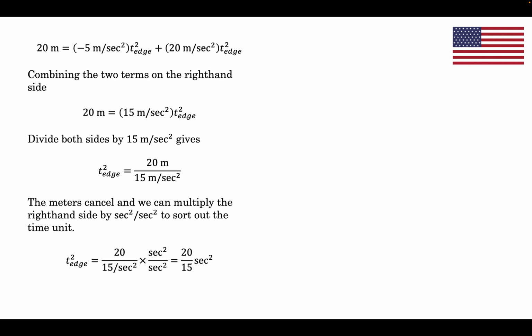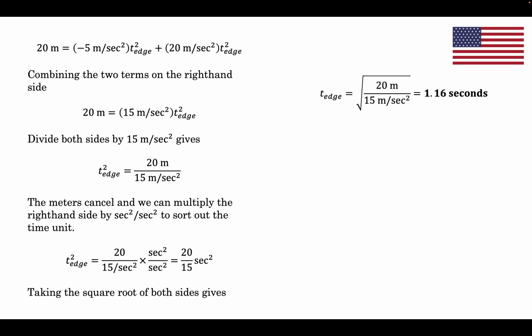And the way to do that is just to multiply the right-hand side by seconds squared over seconds squared. In the denominator, we have seconds squared divided by seconds squared, that's 1. In the numerator, we just have seconds squared. So now we have T edge squared is 20/15 seconds squared. So now we can take the square root of both sides, and we get the time to the edge, 1.16 seconds.